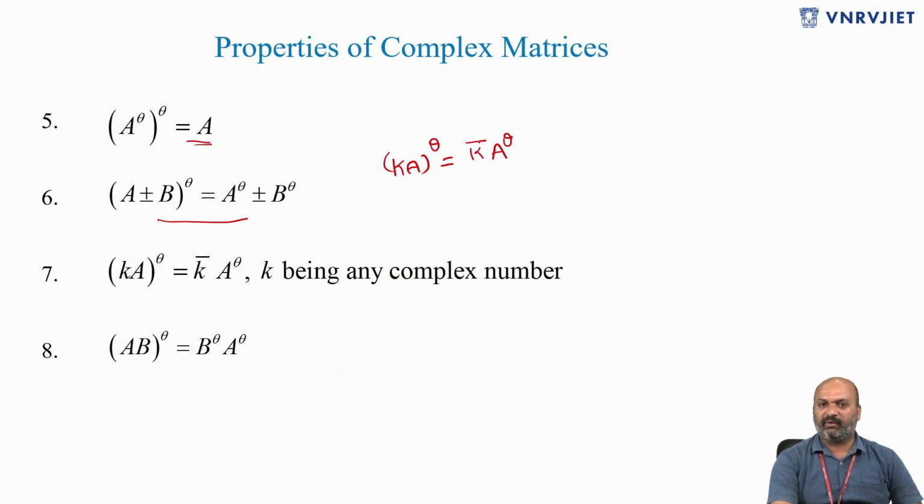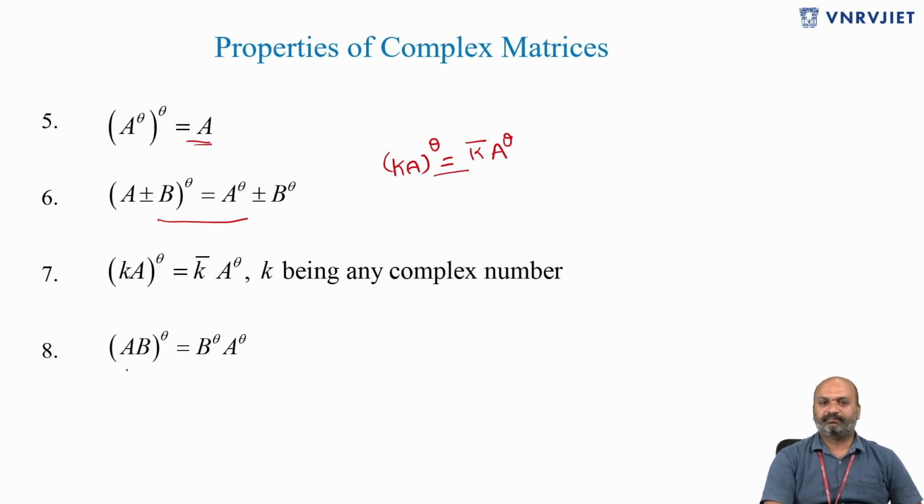So here no need to write K theta, since K may be a complex number, so its conjugate exists. But K is a number, it is a scalar. The transpose of a scalar is itself. Since it is a 1 by 1 matrix, the conjugate of the matrix is itself. So that's why we write just the conjugate, not the transpose: K conjugate into A theta, K being any complex number.